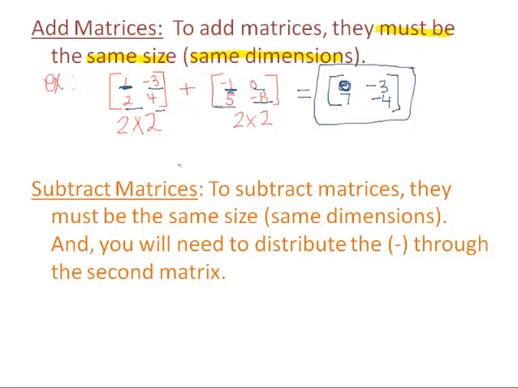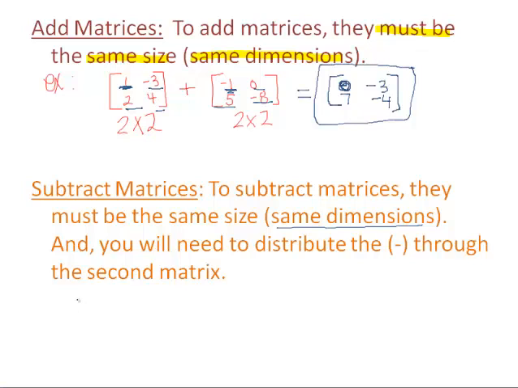Alright, so subtracting matrices. In order to subtract matrices, they must be the same size, which means same dimensions, and you will need to distribute the negative through the second matrix. So let's look at an example. Let's do the same example that we did up here, but this time, let's go ahead and subtract them.